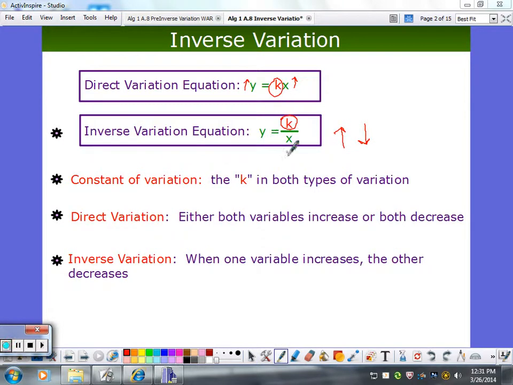y equals kx, y equals k over x. If one increases, so does the other. If one increases, the other decreases.